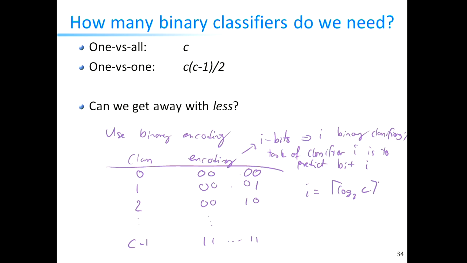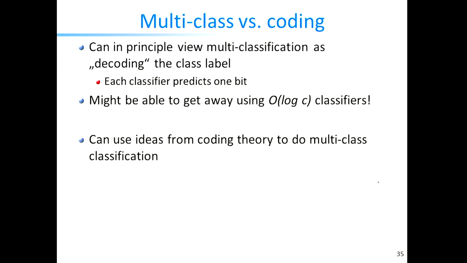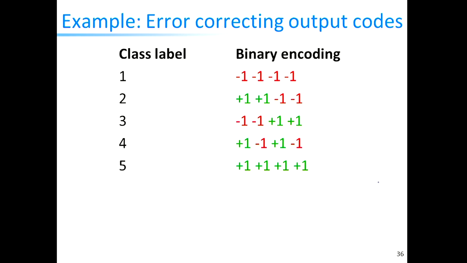Now, whether it's an easy task to just predict those I bits is a whole different story. Just the fact that I've written down I different binary classification problems doesn't mean they're easy to solve. And of course, that's where the crux is. But this idea of using some form of encoding has actually been explored, and there are a bunch of ideas using coding theory to do multi-class classification. For example, you can do things like error correcting output codes, or Hamming codes and these sorts of things.